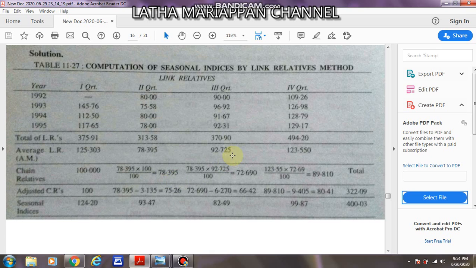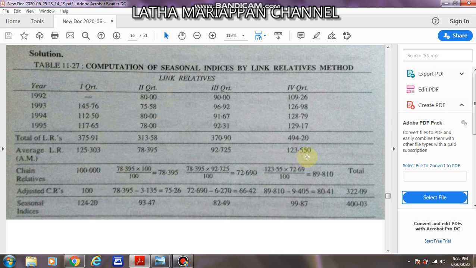For the third quarter, the link relative of the third quarter into the chain relative of the previous quarter. So 92.725 into 78.395 divided by 100, you will get 72.690. For the fourth quarter, the link relative of the fourth quarter into the chain relative of the preceding quarter.